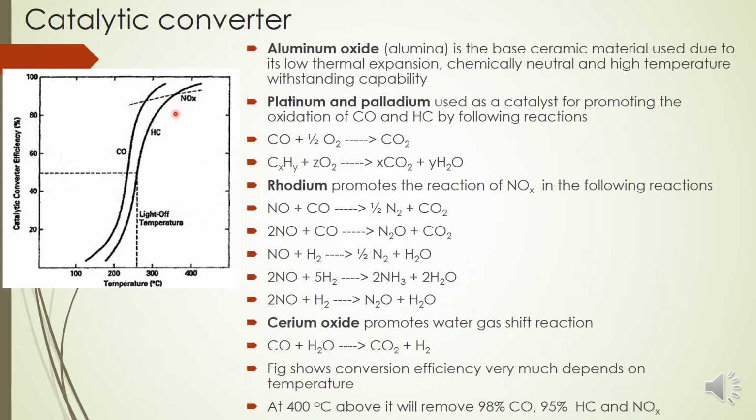But if the temperature is reducing, you can see here there is a drastic drop. For example, at 250 degrees, only 50% of hydrocarbon will be converted. Similarly, carbon monoxide conversion is very, very low at 200 degrees. So if the temperature is low, this will not work. We have to maintain at least a 300 or 400 degree temperature in this chamber.